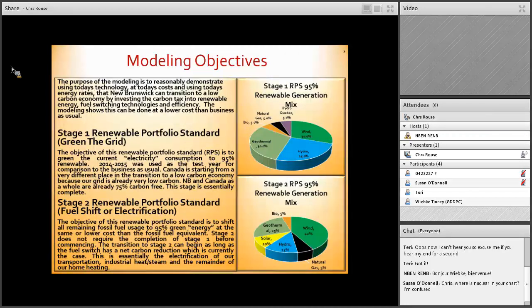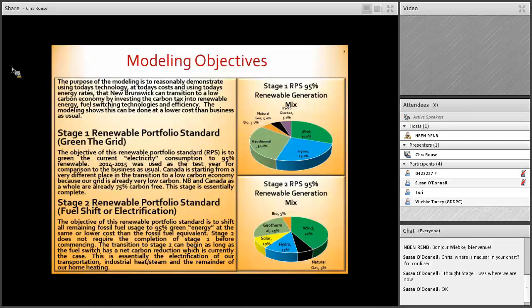Yeah, Susan just typed something in the chat. She's wondering where nuclear is in the chart. There isn't any. Pardon? I think it might be useful to mark down your questions, and we'll do them at the end. Okay, she says okay.